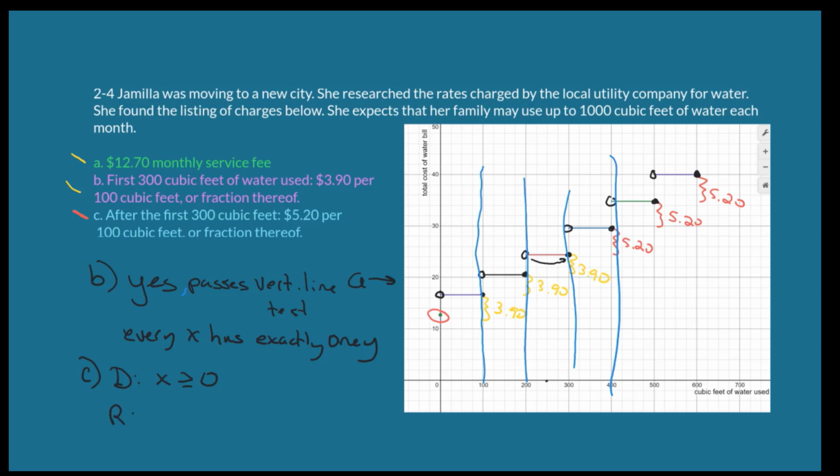Now, the range is interesting. It is specific values. So it's going to be 12.70. So if I write this in roster notation, 12.70, then 12.70 plus 3.90, and then 12.70 plus 3.90, and you go on, so on and so forth, because it'll be 12.70 plus 3.90, then 12.70 plus 5.20, plus 5.20, and plus 5.20. So it doesn't have all of these values. Like there's no values in between here, none in here, or here. So it's seriously at each step is what's in the range. Okay, that ends 2-4.